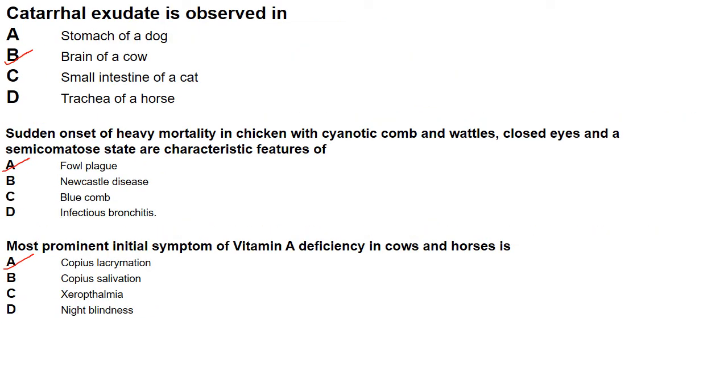Then catarrhal exudate is observed in the brain of a cow. Answer is option B. Sudden onset of heavy mortality in chicken with cyanotic comb and wattles, closed eyes and a semi-comatose state are characteristic features of fowl plague. Answer is option A. The most prominent initial symptom of vitamin A deficiency in cows and horses is copious lacrimation. Answer is A.